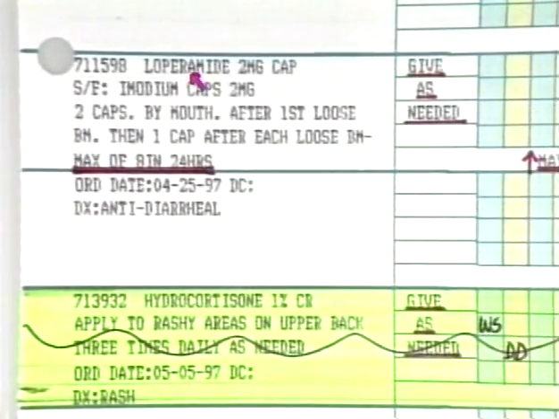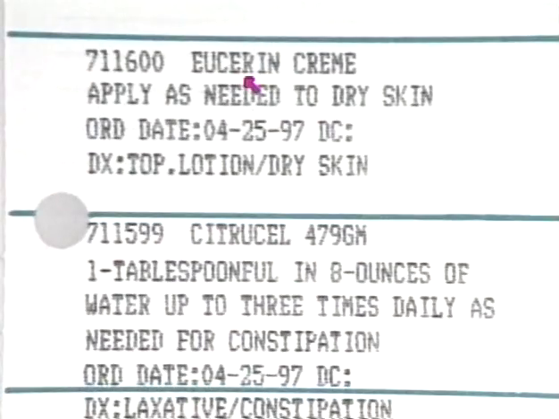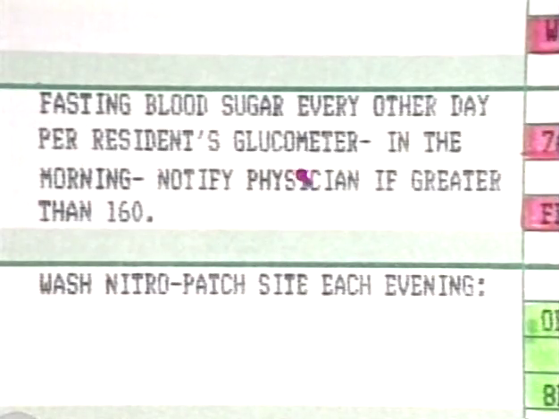Loperamide, which is on page 3, don't exceed 16 milligrams in 24 hours. Also on the PRN page is the nitroglycerin. Notify the physician if the resident continues to have pain. The Eucerin, use as needed and apply to dry skin. The Citracel, up to 3 times daily as needed. And the glucometer, notify physician if fasting blood sugar is greater than 160.